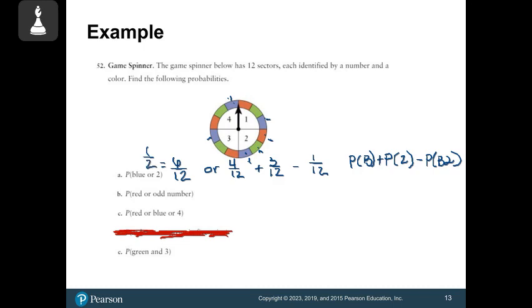Next one wants us to do red or odd number. So again, you can go around and just mark all the reds. So 1, 2, 3, 4, and then mark anything else that's in an odd spot. So 5, 6, 7, 8. So I should get 8 out of 12, which is 2/3. I like to do it that way. To me, it's a little bit faster than adding them and then subtracting.